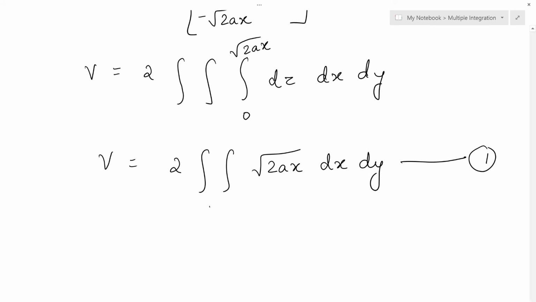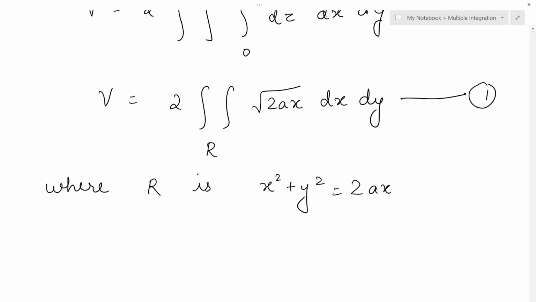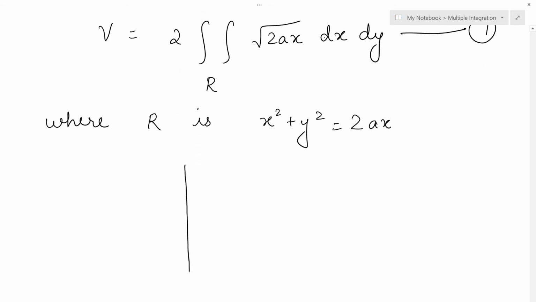And then this equation 1 is over the region of the other cylinder, the other curve. But it is in two dimensions. So this equation is of a circle, and you know it very well. Let me draw that circle. x square plus y square is equal to 2ax is a circle on the x-axis. Okay, something like this.